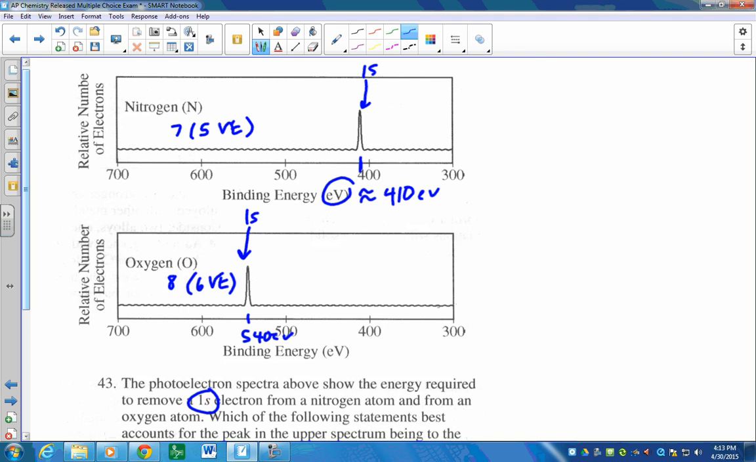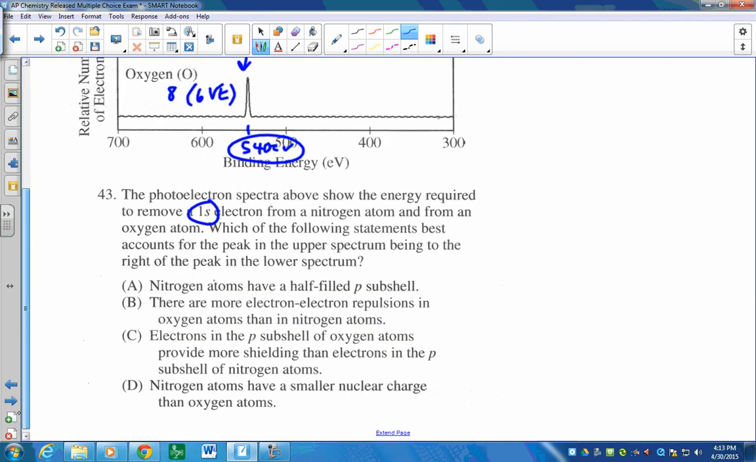Why is it so much? Why does it take more energy to get an electron away from oxygen than it does from nitrogen? And what is the best answer? Nitrogen has a half-filled subshell. I get that, that's true, but this is about the 1s orbital. We're not asking about the 2p orbital. There is more electron repulsion. Nope.